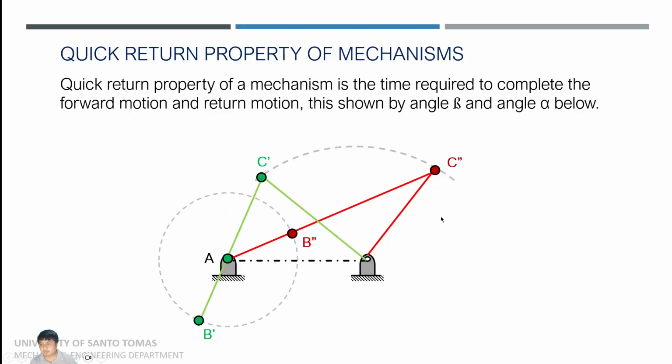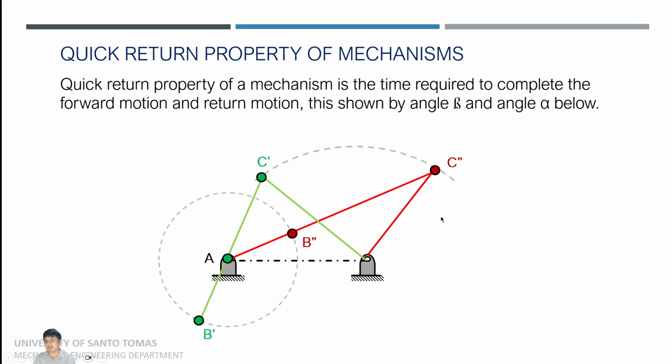Okay, so for the quick return property of mechanisms, we can investigate how the forward motion and the backward motion relate to each other. This might be important for a lot of reasons because let's say you want to use a shaping machine, you want it to be slow in forward and then in backward it should be fast, no?